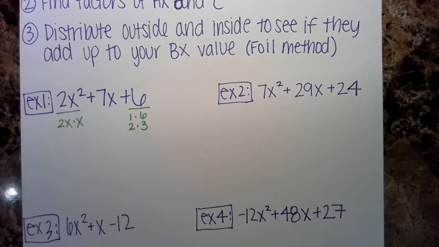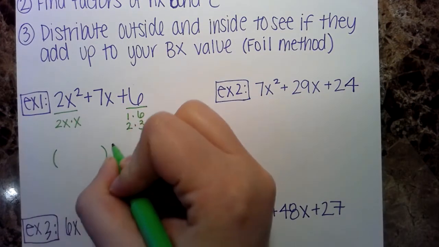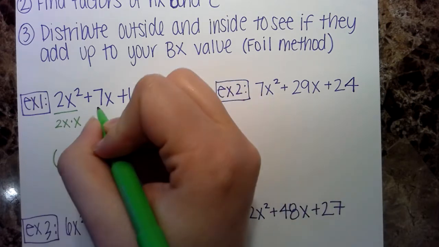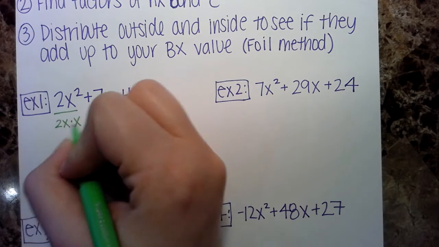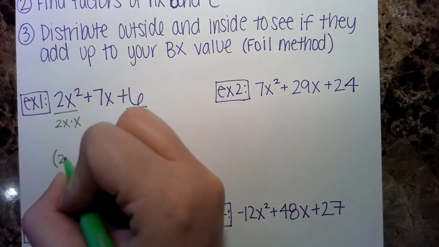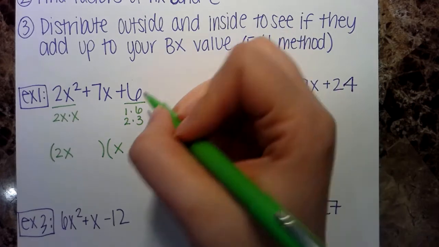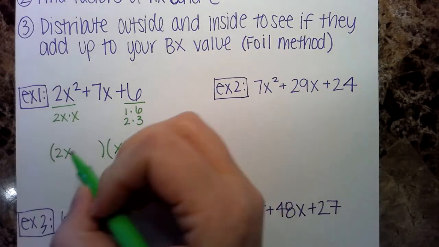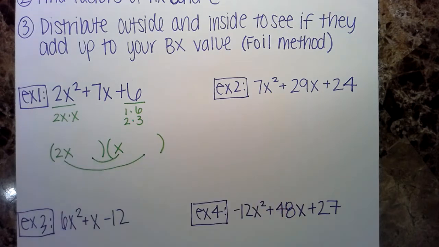Now I'm going to set up my two binomials, and I need to remember that they have to add up to 7x. Right now I only have these as my factors, so I'm going to put those there. Now this is where I have to figure out how I can get 7. So I have to think about using these factors here: 2 times what and 1 times something is going to give me 7.